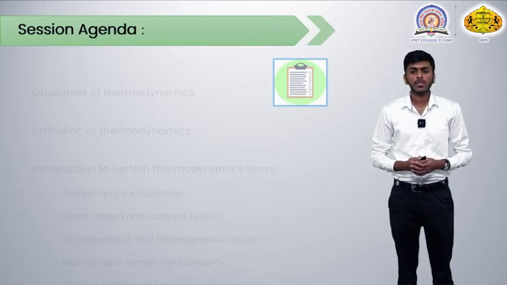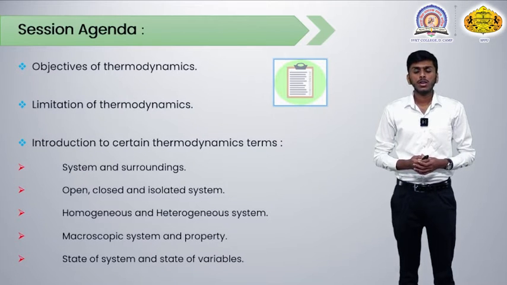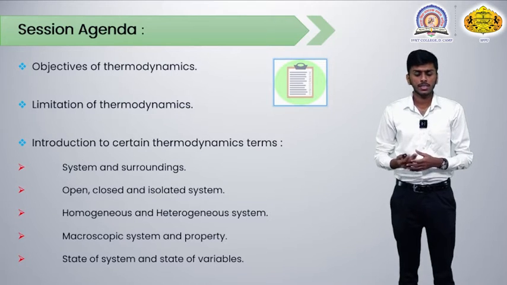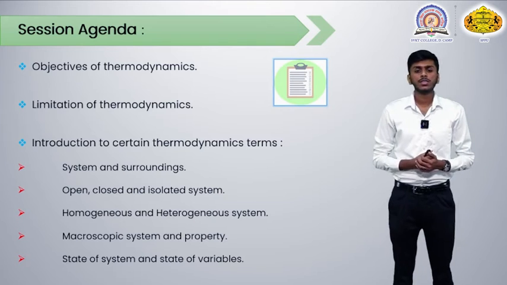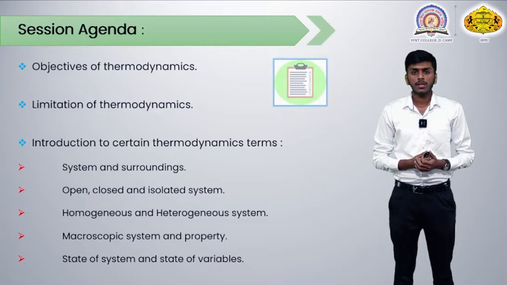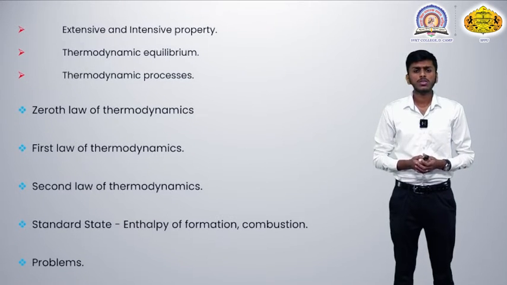Session agenda. In today's lecture, students are going to learn about the objective of thermodynamics, limitations of thermodynamics, and also certain thermodynamic terms such as system and surroundings, open, closed and isolated system, homogeneous and heterogeneous system, macroscopic system and properties, some state of system and state variables. Students are also going to learn about extensive and intensive properties with their examples, thermodynamic equilibrium and thermodynamic process.